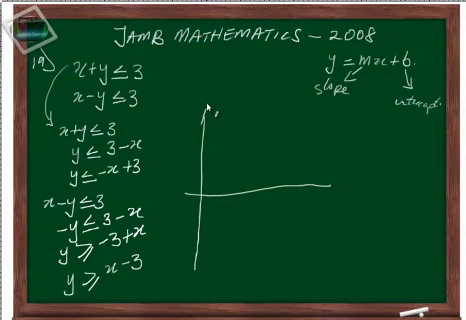So this will be our y-axis, and this will be our x-axis. And for the first inequality, the intercept, which in this instance is b, that's the point at which it crosses the axis, is plus 3. So we'll mark it 1, 2, 3. So that will be here.